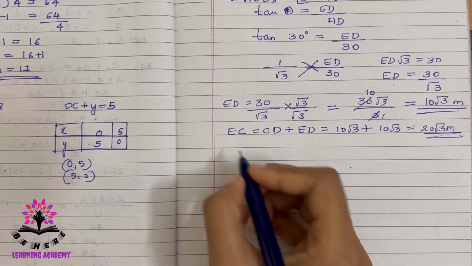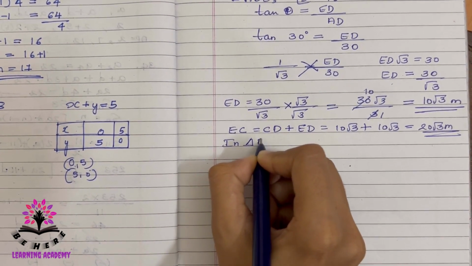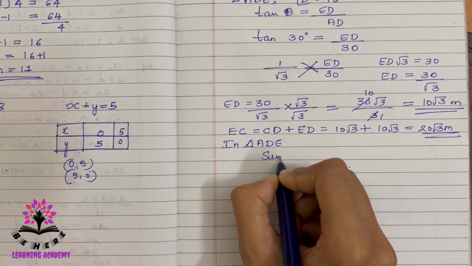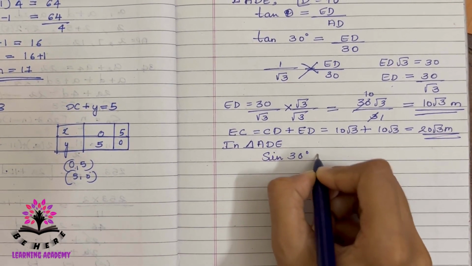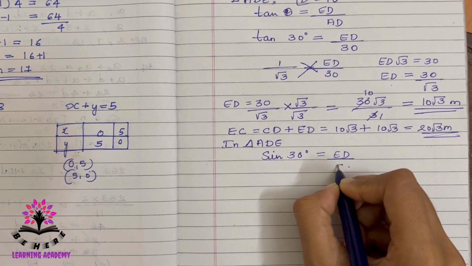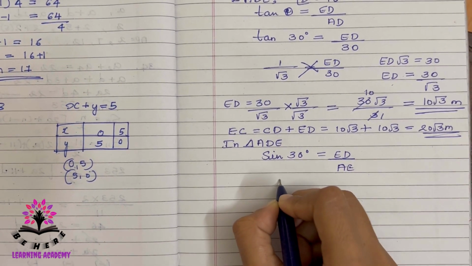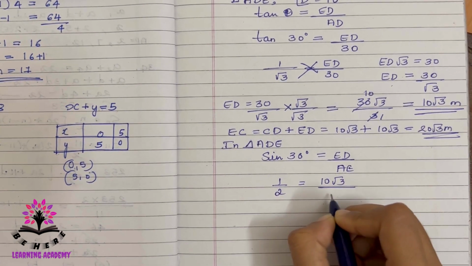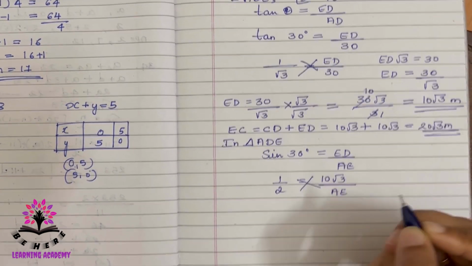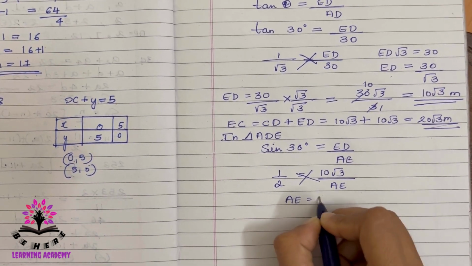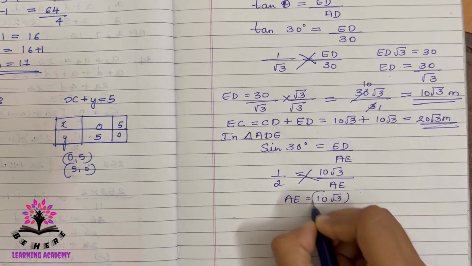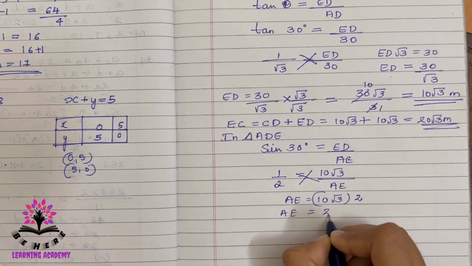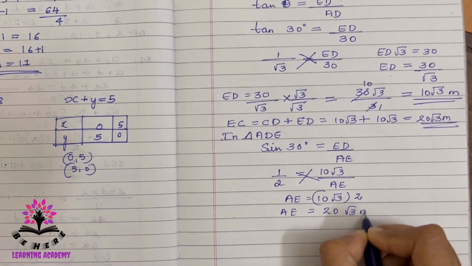One is done. One more, let us consider in triangle ADE. Again if I apply the sine function here, that is sine 30 degrees, given. So AD by AE, sine 30 is 1 by 2, that is equal to 10 root 3 by AE. Let us cross multiply. AE will be equal to 10 root 3 multiplied by 2. AE is equal to 20 root 3 meters.